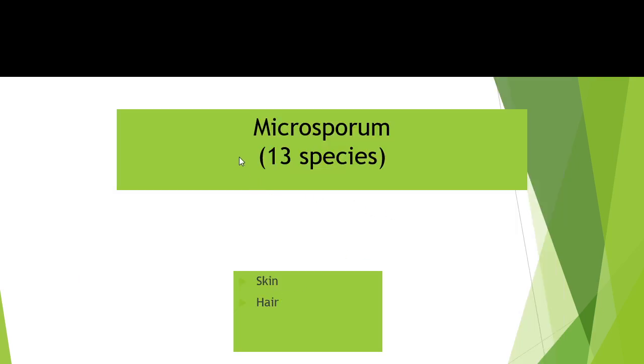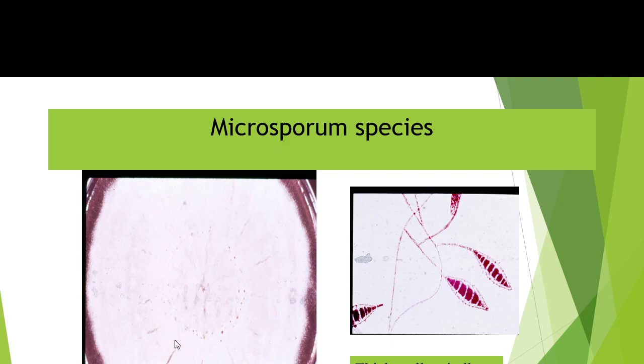Microsporum species, 13 in number, involve the skin and the hair only, and they are cultured on Sabouraud dextrose agar. They achieve a very big colony, whitish in color, less fluffy, less cottony, and wrinkled in the center. The pathognomonic feature is the development of a thick-walled, spindle-shaped, multicellular conidiophore, and the outer surface is rough in order to stick to the surface of the skin or hair and develop the lesion.